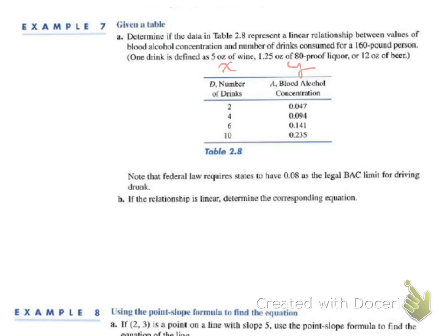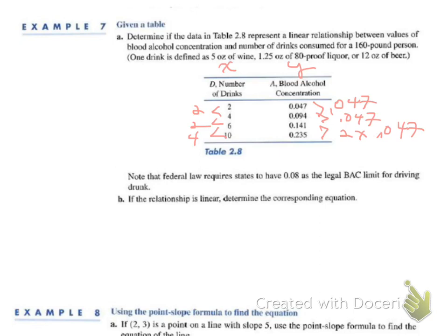So if this goes up by 2, this is going to go up by 0.047. This is going up by 2. This is also 0.047. Okay, this goes up by 4, and this does indeed go up by 2 times 0.047. So I can say yes, that this is a linear relationship.